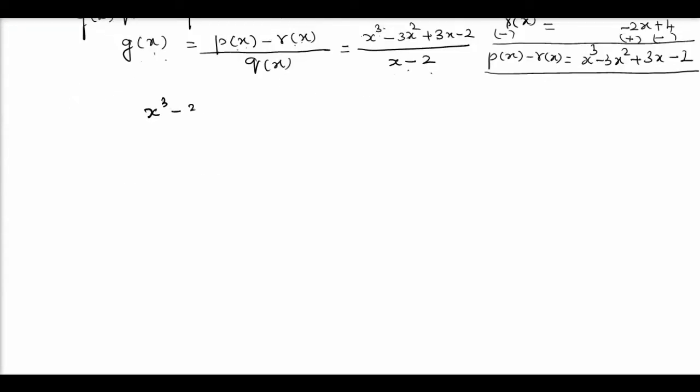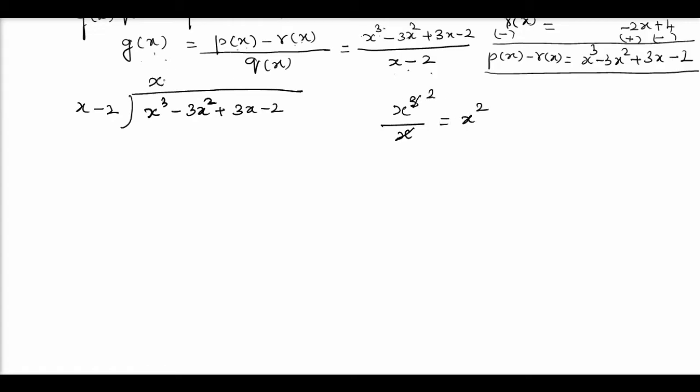Let's divide x cube minus 3x square plus 3x minus 2 by x minus 2. Okay. Now starting with the division algorithm, the first term of the dividend is x cube and the first term of the divisor is x. So when we divide them, you get x square as the first term of the quotient. Now multiply this quotient into the divisor so that the product is x cube minus 2x square.